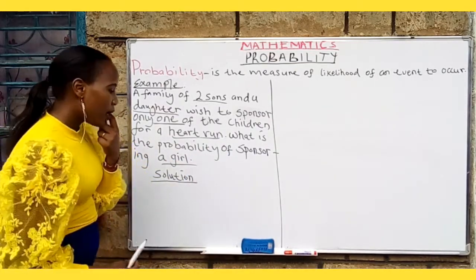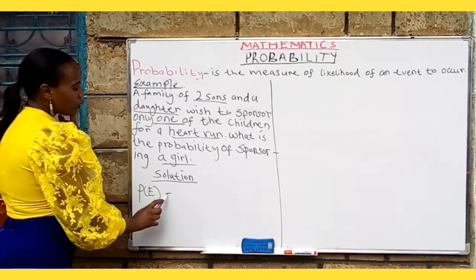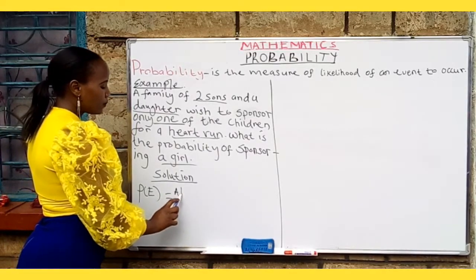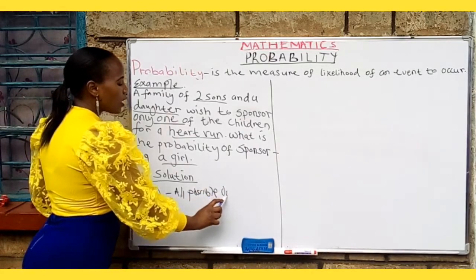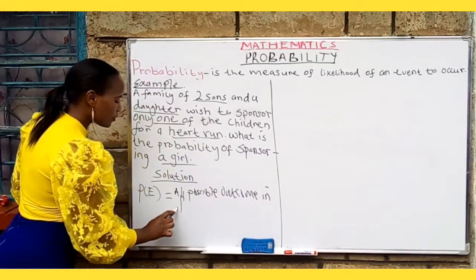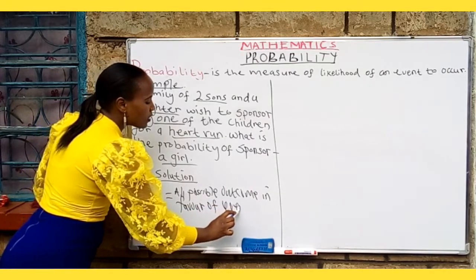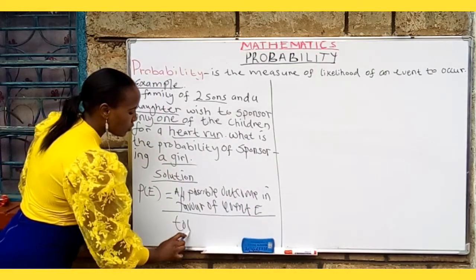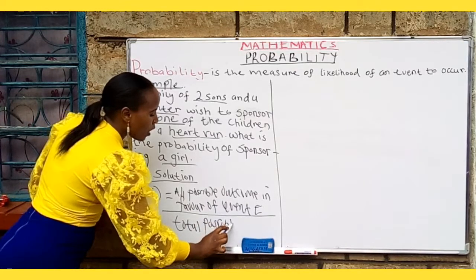Now we know that the probability of any event is equivalent to the whole possible outcome in favor of event E all over total possible outcome.